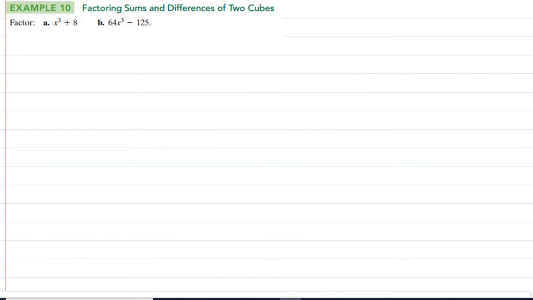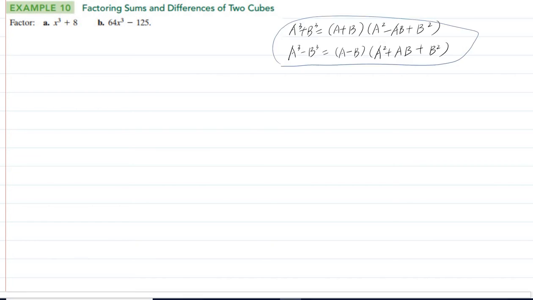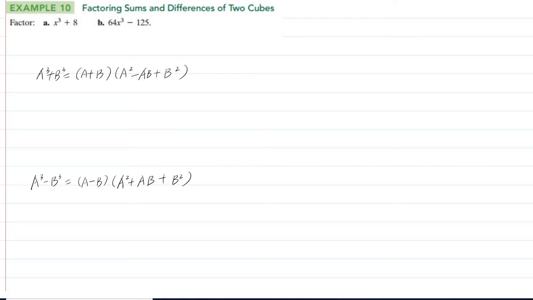Example 10, factoring sum and difference of cubes. Let's go ahead and write this formula down. I will write the question right below it. Okay, so I have part A, x cubed plus 8. I can rewrite this as 2 cubed. Now we have our a and b right below it, so it's easy for us to see. In our case, our a is just x, and then b is just going to be 2.